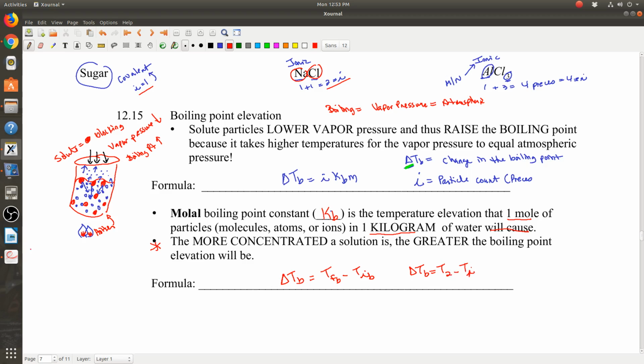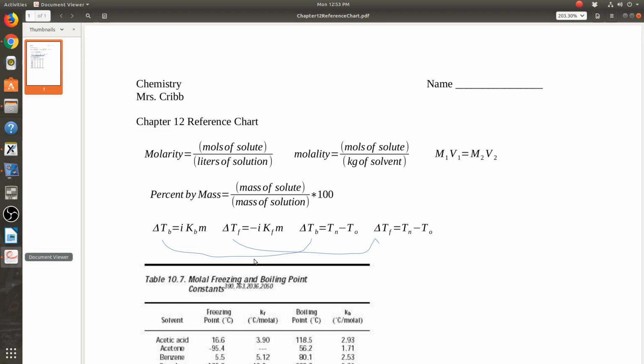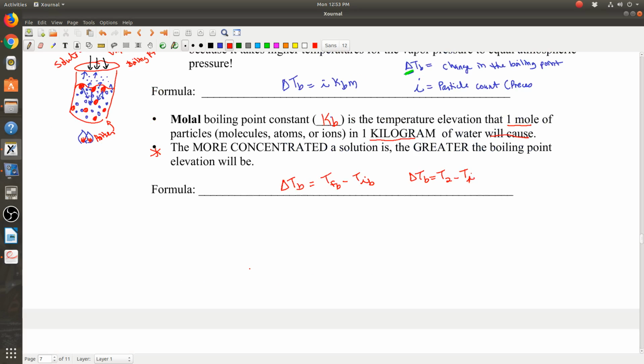This formula is also on your reference chart. And see here I pointed to delta T sub B and then the other formula, delta T sub B, or you could say new minus old, new minus original boiling point. Okay? That's what that could be as well, new minus original. So you can write the same formula in multiple ways. Let's do that other way. Delta T sub B could be the new boiling point minus the original boiling point.